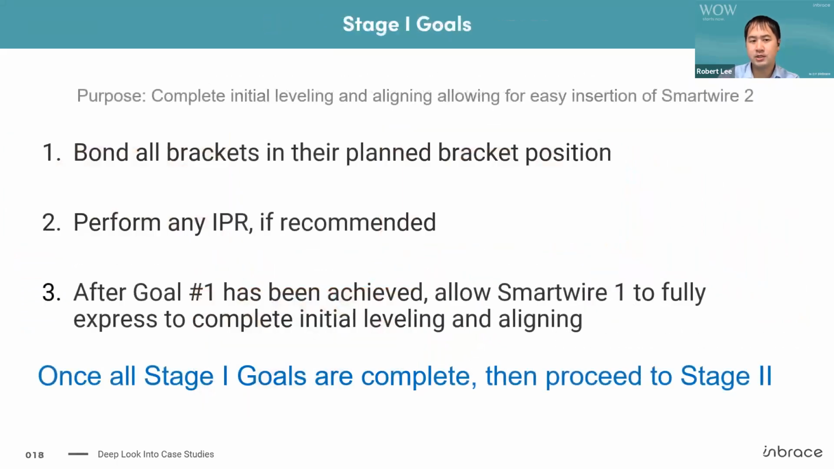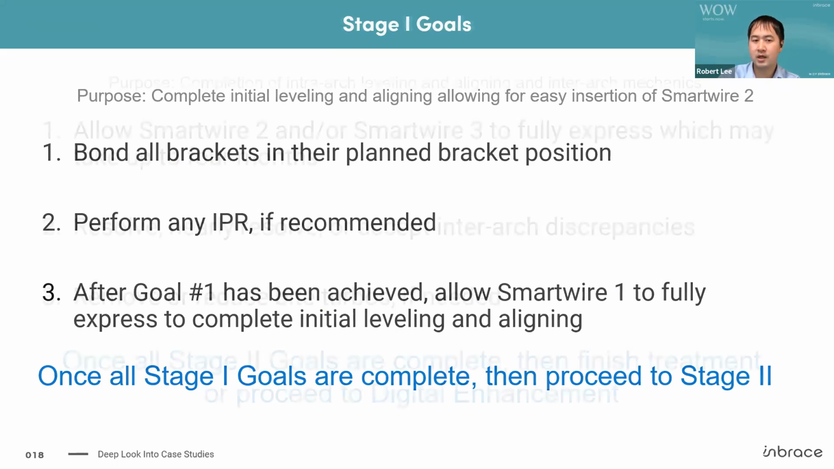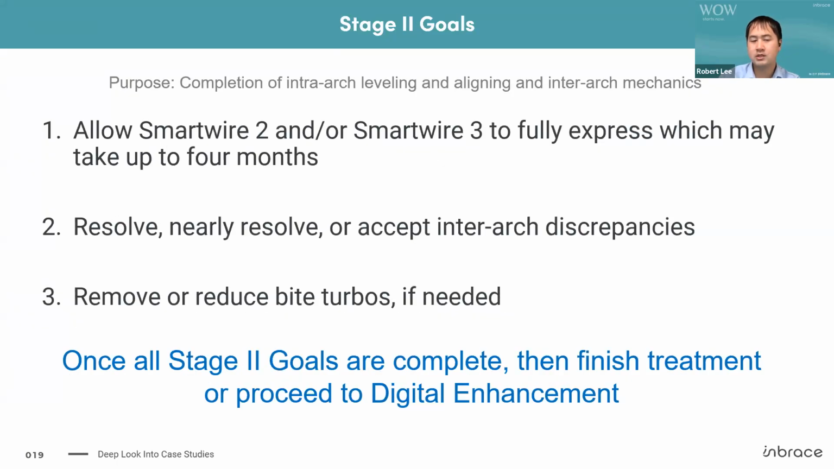And then we broke down each stage into component goals. That way you know exactly what you should be doing at each appointment. So in your stage 1, you're trying to get all the brackets in the right spot, what we call the planned bracket position, perform your IPR, and then let the Smartwire express until you finish your initial leveling aligning. Then you can go to stage 2.